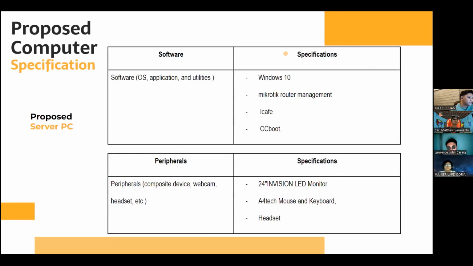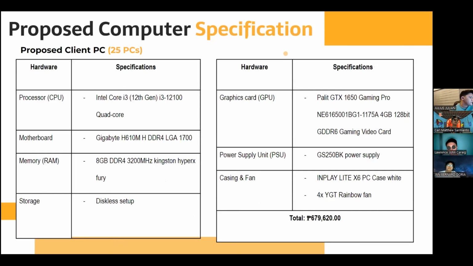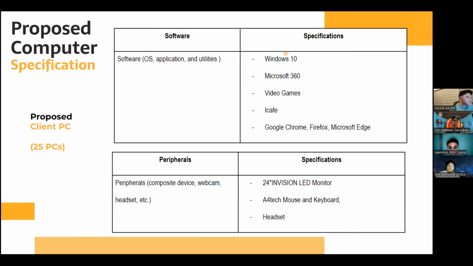So this is the proposed client PC. Next slide, please. So this is the proposed client PC, similar to the server PC. Only the processor, motherboard, and graphics card were upgraded. We also added an additional 5 gaming computers to make it 25 so that their business will grow much faster. So the total cost is 679,620 pesos. Next presenter, please.